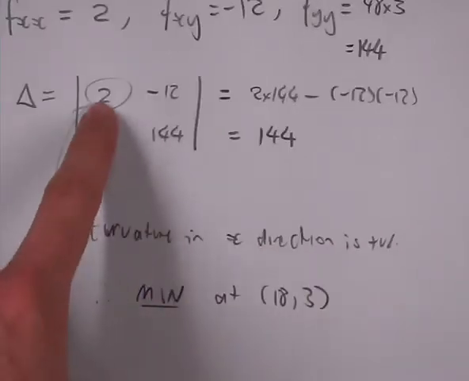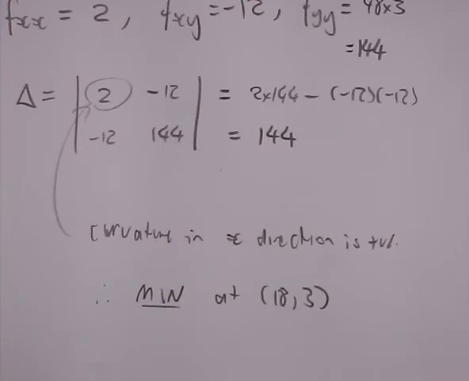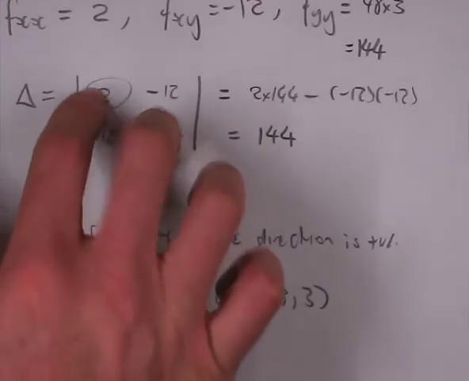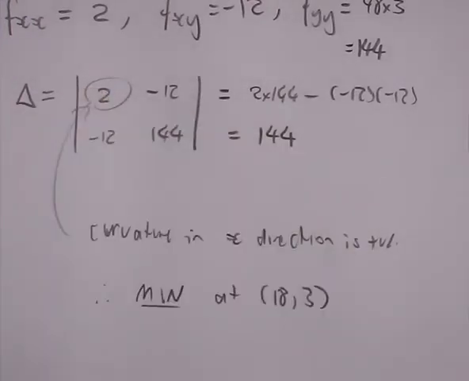If that had been negative, in fact they would have both had to have been negative, it would have been a maximum. If one of these two numbers was 0, then you just pick whichever one isn't 0. If they're both 0, then it would have been a saddle point anyway. So there you go. There's only one. So what have we got here?